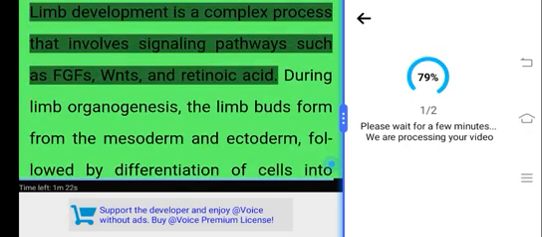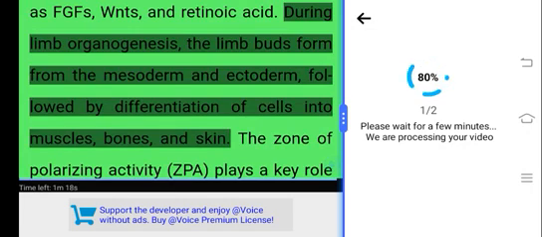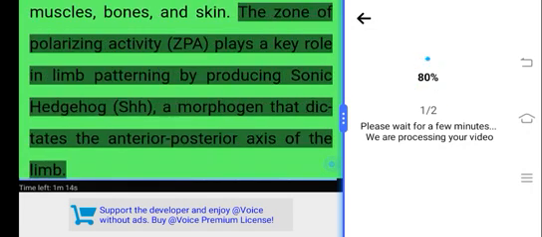Limb development. Limb development is a complex process that involves signaling pathways such as FGFs, WNTs, and retinoic acid. During limb organogenesis, the limb buds form from the mesoderm and ectoderm, followed by differentiation of cells into muscles, bones, and skin. The zone of polarizing activity, ZPA, plays a key role in limb patterning by producing sonic hedgehog, Shh, a morphogen that dictates the anterior-posterior axis of the limb.